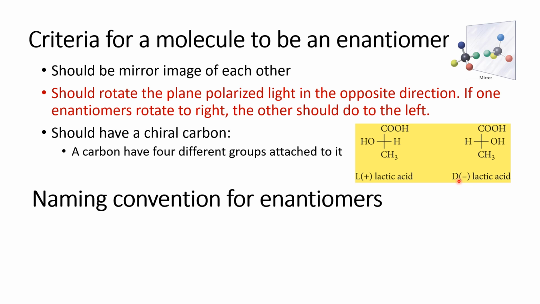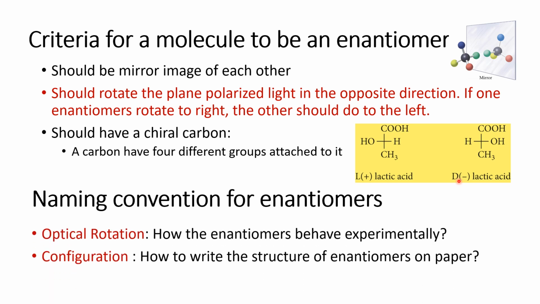So coming to naming conventions, there are two things that we have to remember. One is optical rotation, another one is configuration. Optical rotation is how the enantiomer behaves experimentally. So when I put this lactic acid in a polarimeter and observe its angle of rotation, I will know that it rotates the plane polarized light in the right direction and it is plus.